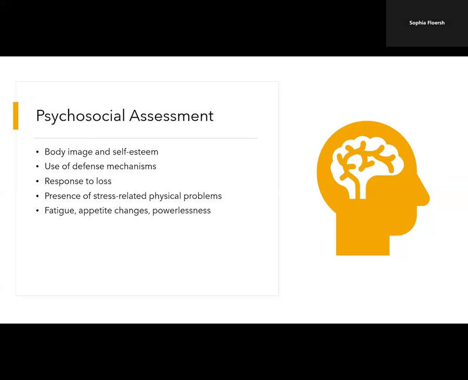You need to have a very upfront kind of conversation about it. Response to loss. Some of these patients are completely isolated by themselves. Presence of stress-related physical problems. Some of them are in constant pain. Fatigue, appetite changes, powerlessness. So you want to see how is all of this affecting how they perceive themselves.